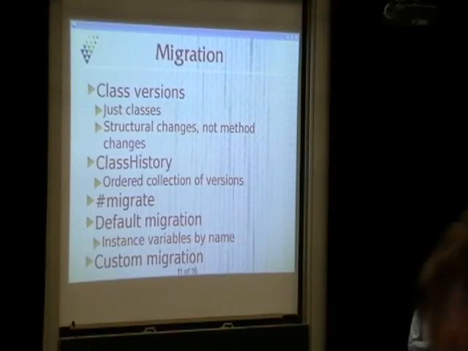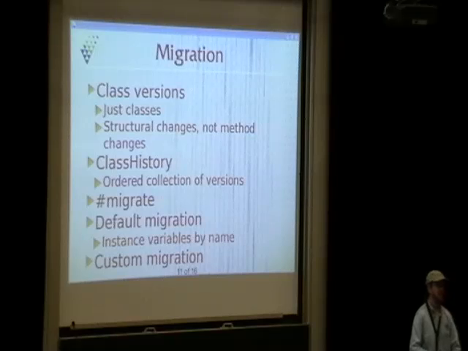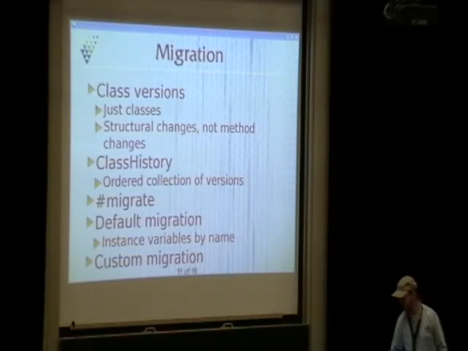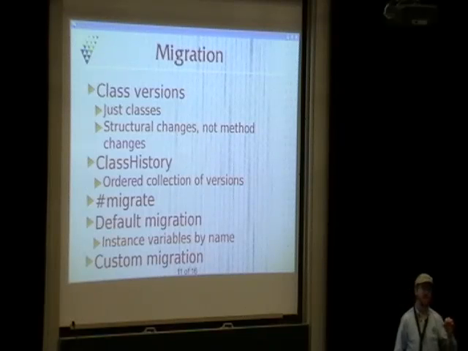Also, you don't need a new class version whenever you change a method, or add a method, or remove a method. It's structural changes to the class. If you change the class's name, if you add or remove instance variables, that kind of thing. For that sort of thing, you need a new class version. Because those kinds of changes, especially adding and removing instance variables, require you to change all of the instances of that class.